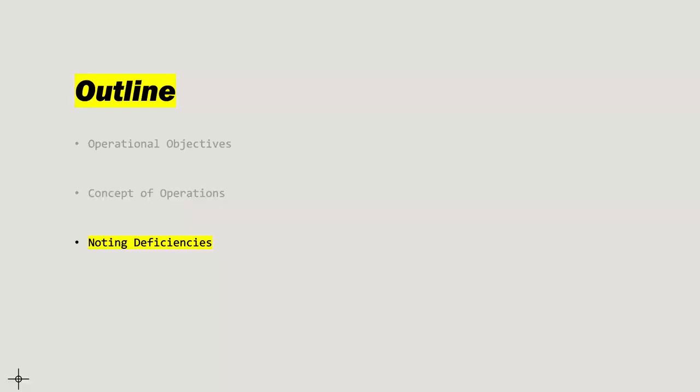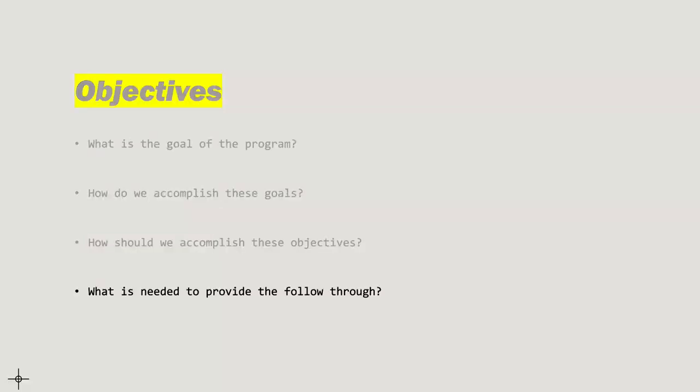Lastly, let's focus on noting the deficiencies. Just because you decide how to complete a goal by understanding viable objectives that are linked to a certain concept does not mean you have figured out the requirements. I think this question accurately describes the dilemma of an inventory assessment and a needs assessment. What is needed to provide the follow-through?